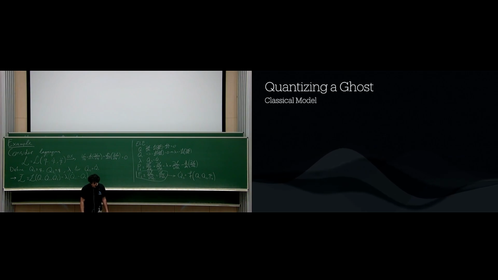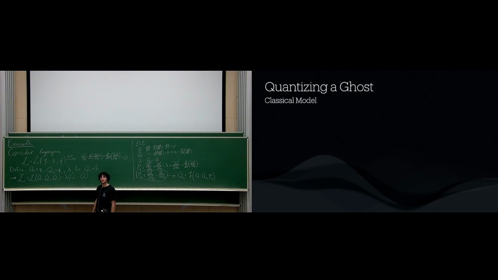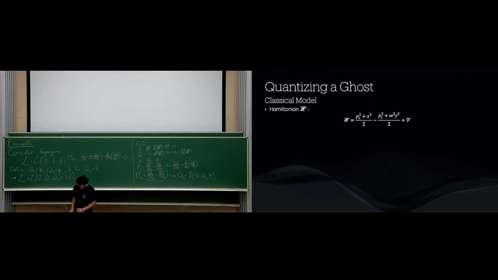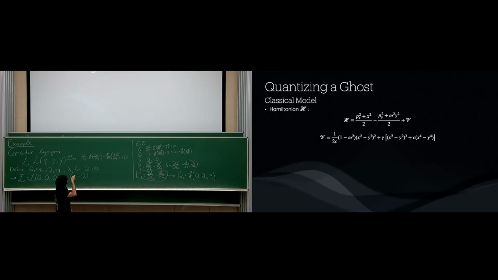Okay, so now let's move on to my work, which is on the quantization of such a model. The classical model that I have considered is this. You can see that at quadratic order we have a harmonic oscillator in the x direction and one in the y direction, but the one in the y direction is ghostified. The interaction potential looks something like this. It's very non-trivial, and these are our coupling parameters.